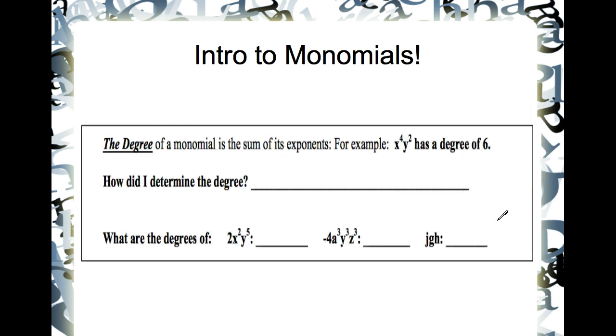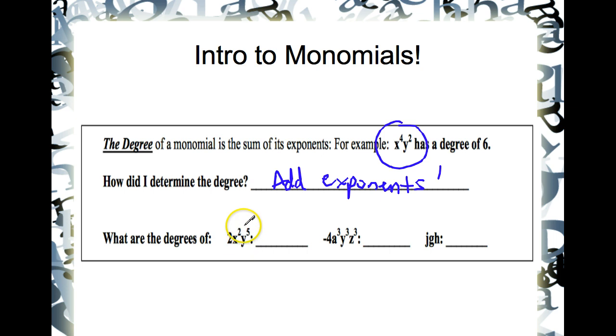All right. The degree of a monomial, sometimes you hear that terminology. The degree is the sum of the exponents. So x to the 4th y squared is a monomial because it's one term. And we say it has a degree of 6 because if you add the exponential powers 4 and 2, you get 6. So how do you determine the degree? You simply add all of the exponents of that term. So here we go again if you want to hit pause and try it on your own. If not, we will keep on trucking.